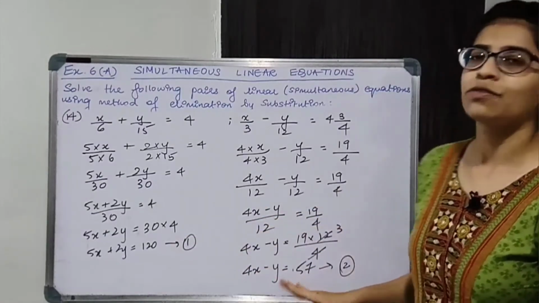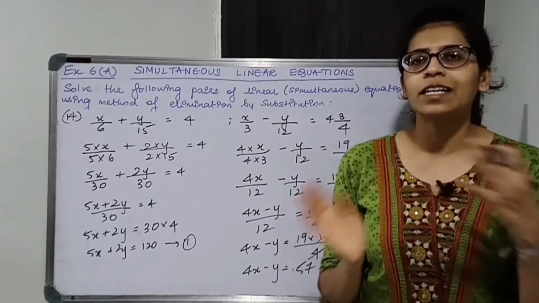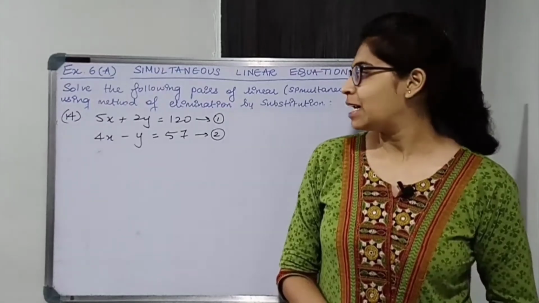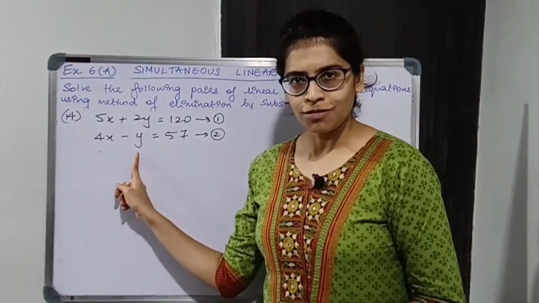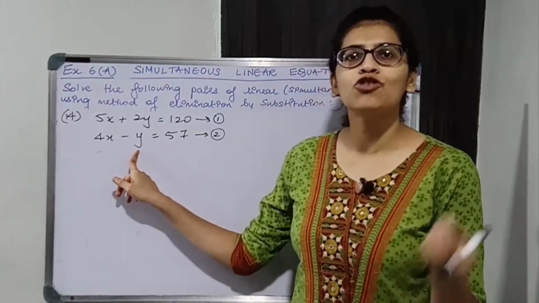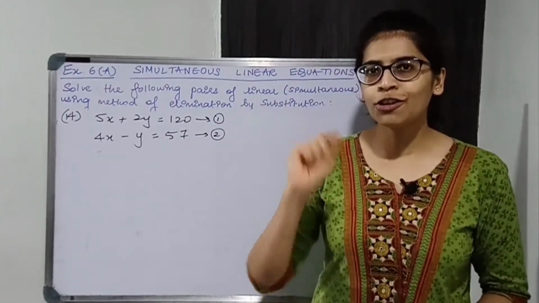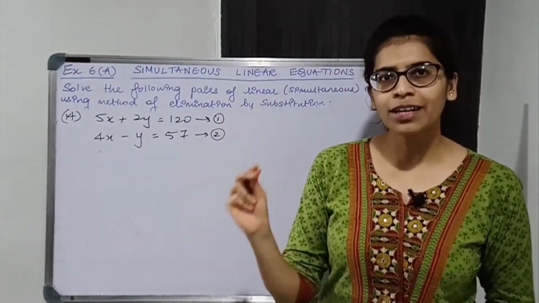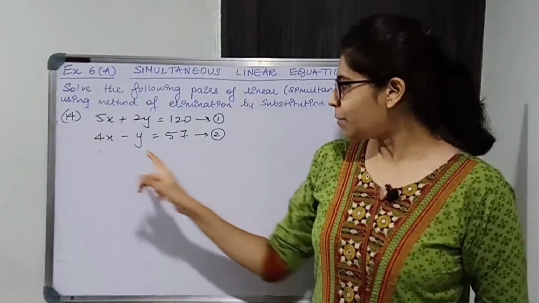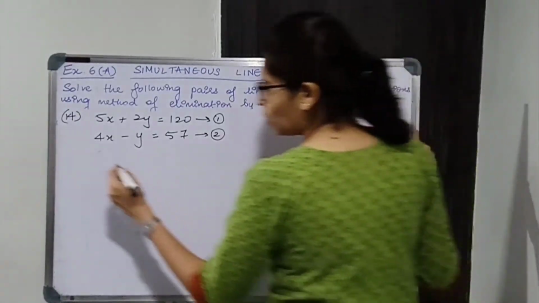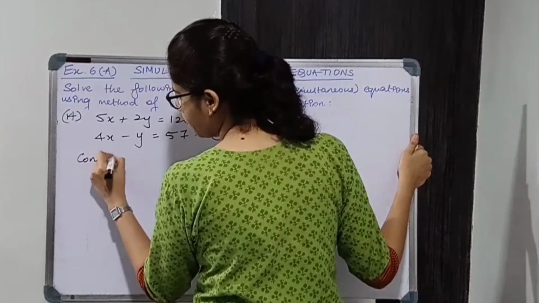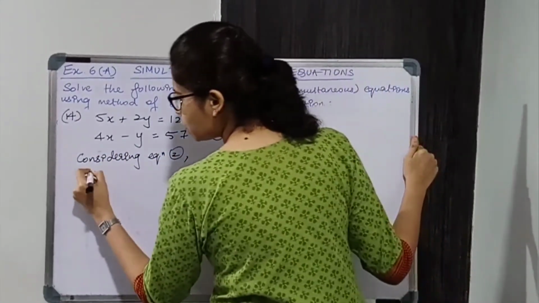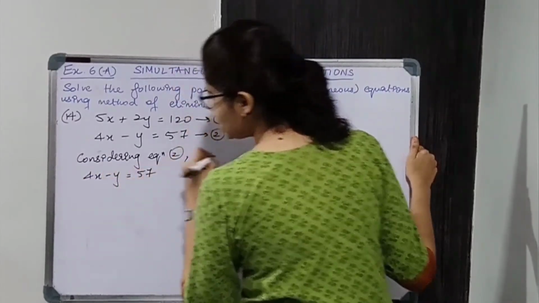Now we'll consider either of the two equations and express y in terms of x or x in terms of y. Now we have got both the equations. If you look at second equation, यहाँ पे y has coefficient 1. So I've told you, if you're getting coefficient 1, then consider that equation. Okay, it becomes easier to solve. So we'll be considering second equation. Okay, so considering equation 2, it is 4x minus y equals to 57.